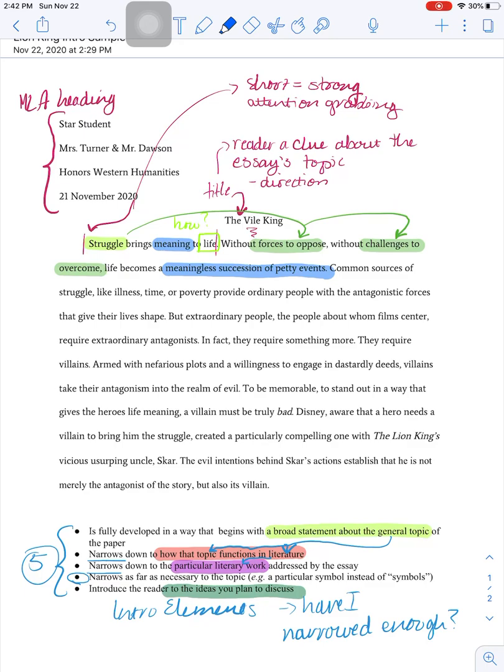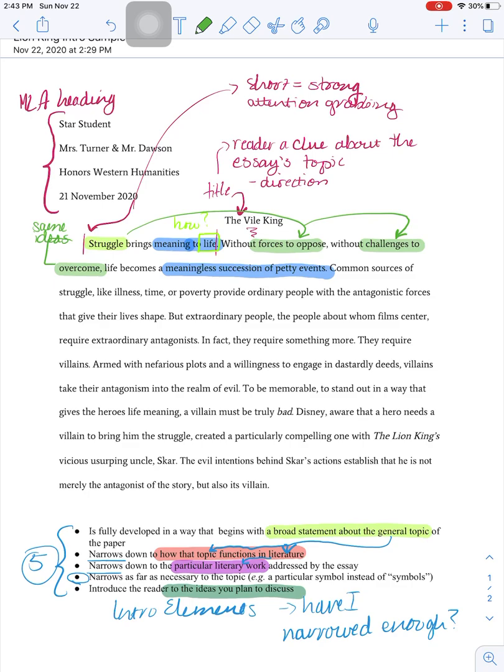Struggle brings meaning to life. Without forces to oppose, without challenges to overcome, life becomes a meaningless succession of petty events. I'm explaining how the first sentence is true. These two sentences are linked by their ideas. Every sentence that you write in your essay should flow logically from the sentence before it and to the sentence after it. So I'm keeping the ideas. You can trace them with those colors. You can see the same ideas are present in each sentence.